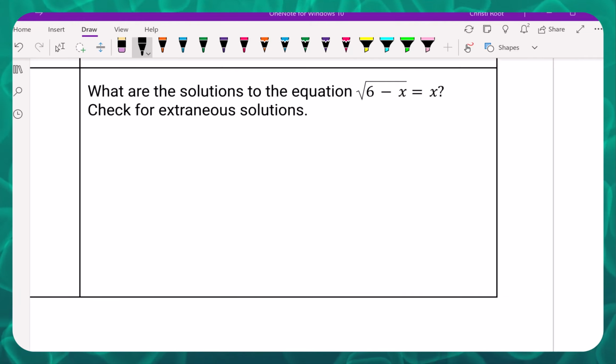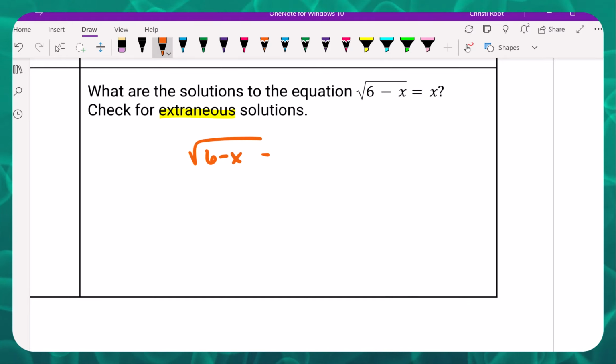Okay, so last one says, what are the solutions to the equation? And then it says check for extraneous solutions. Extraneous means that it is a solution that has been found by solving. It's not some random number. You have to solve it and get that as a result. But when you check it, it doesn't work. So let's see if this one actually gives us a fake solution.